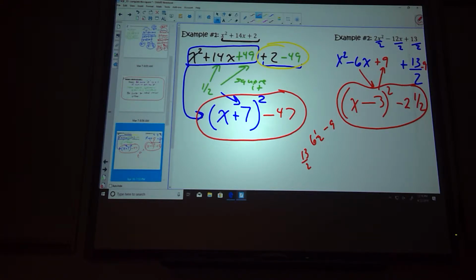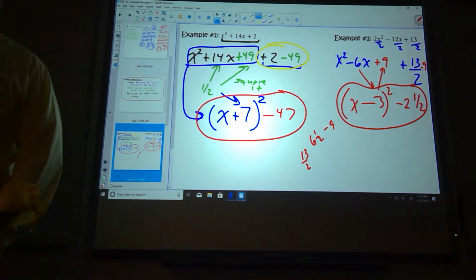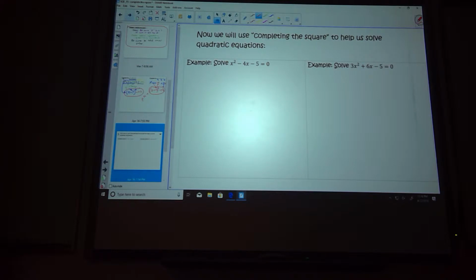So we're just manipulating it, but you have to make sure if you don't have an equal sign, you kind of keep it balanced. But now I think we're going to get into an equal sign, I think. Can I move forward? Okay. So we'll now use completing the square to help us solve. And I think it's easier to solve by completing the square because you're not doing fictitious things.